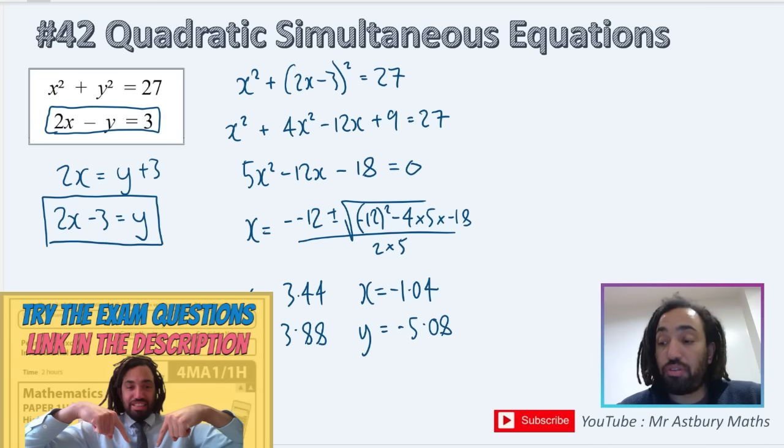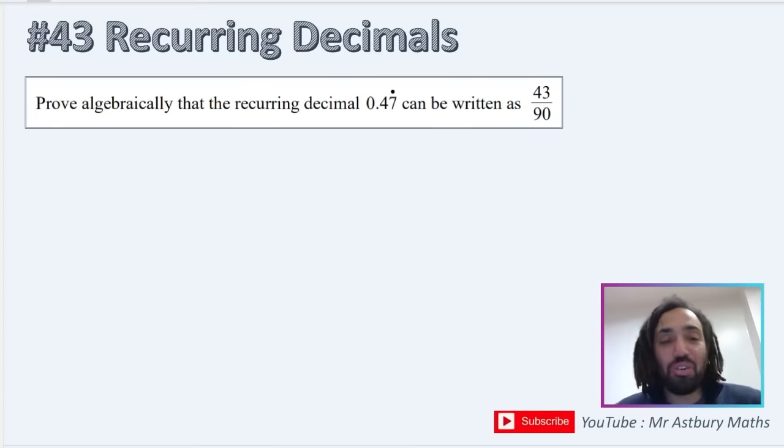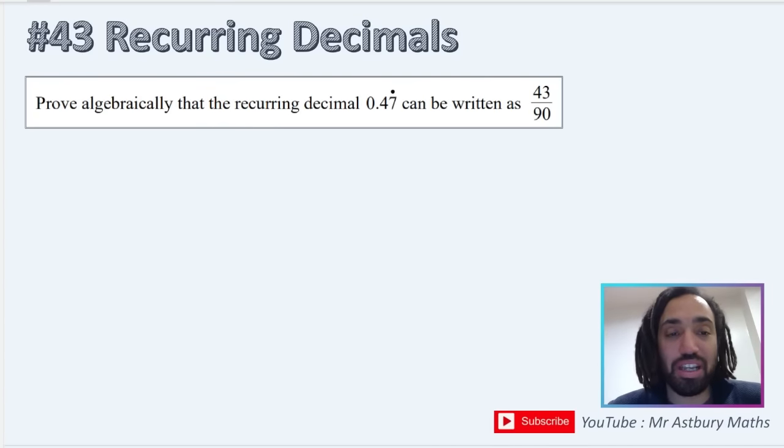Exam questions above, I'm going to move on. Number 43, recurring decimals. I'm going to show you my way that I like to do it. I think it's really quick and easy.